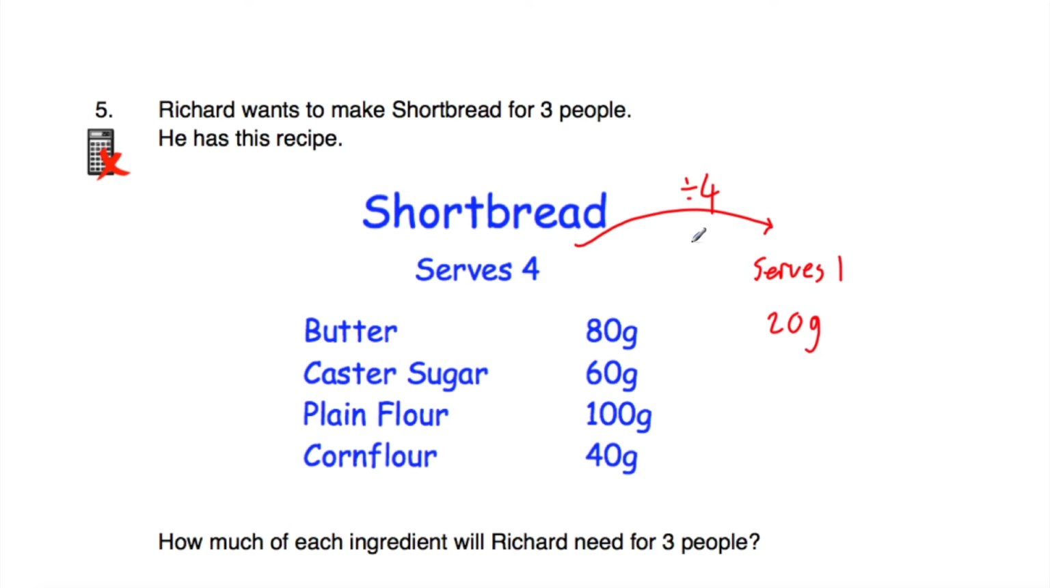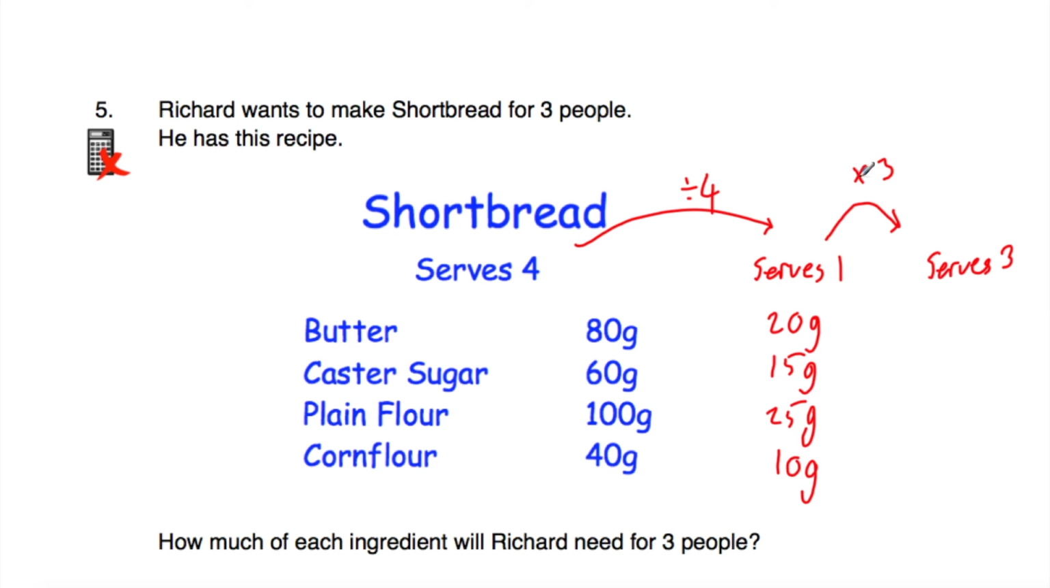60 grams of caster sugar divided by 4, half and half again will be 15 grams of caster sugar. 100 grams of plain flour divided by 4 will be 25 grams of plain flour. And in terms of the corn flour, 40 grams of corn flour divided by 4 will be 10 grams of corn flour. So we now know how much of each ingredient is needed for 1 person, but we want to serve 3 people, so we now need to times by 3, and that'll be serves 3.